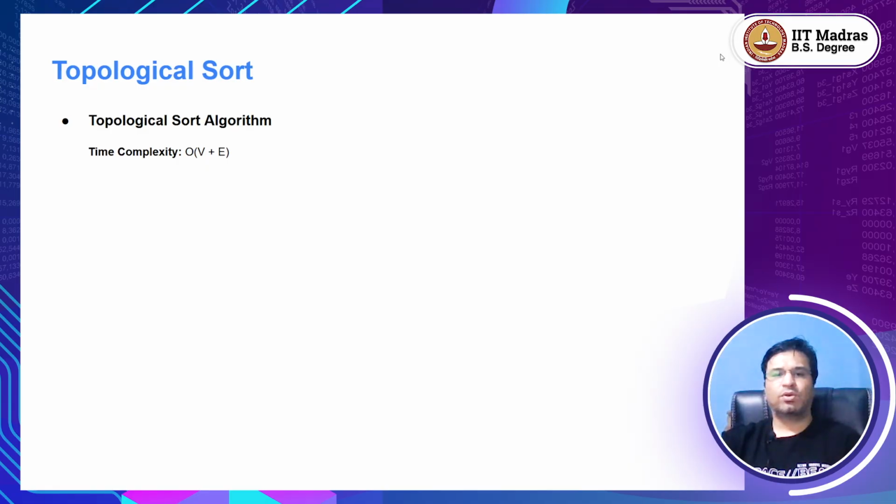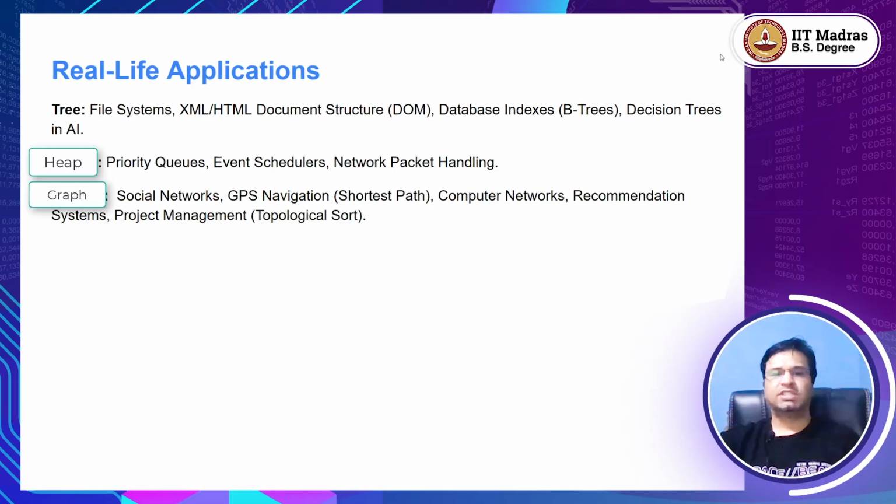These algorithms form the bedrock for solving a vast array of real-world problems. Let's ground these abstract concepts with some real-world applications. For tree, file system. The way files and folders are organized on your computer, folders within folders, is a classic example of a tree structure. The root is your main drive and subfolders are children. Similarly, XML and HTML document structure, the DOM, the Document Object Model in a web browser, which represents the structure of an HTML or XML page, is a tree. Elements are nodes and nested elements are children.